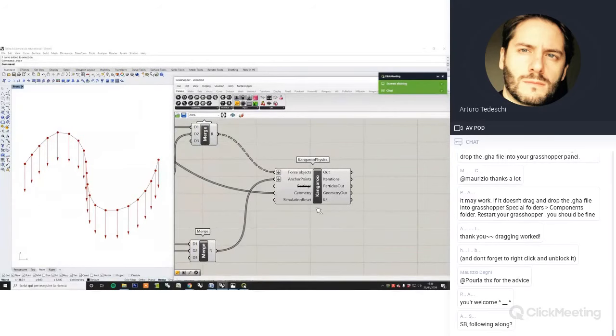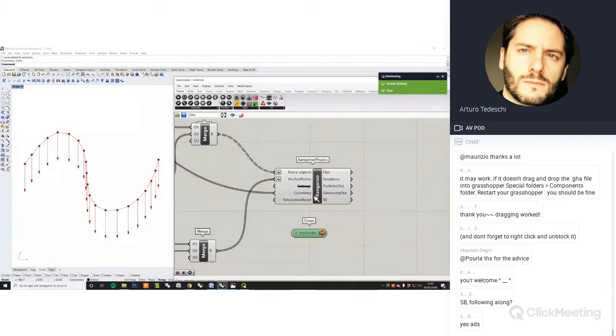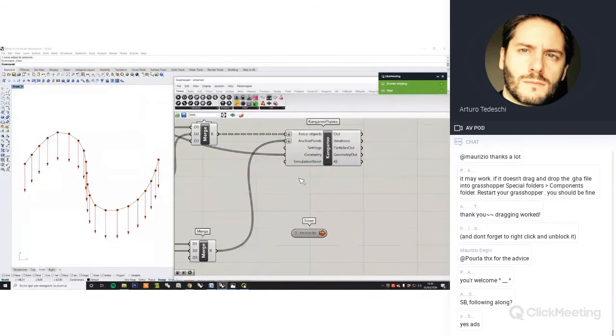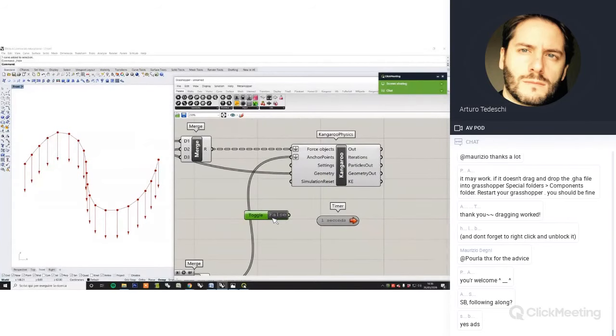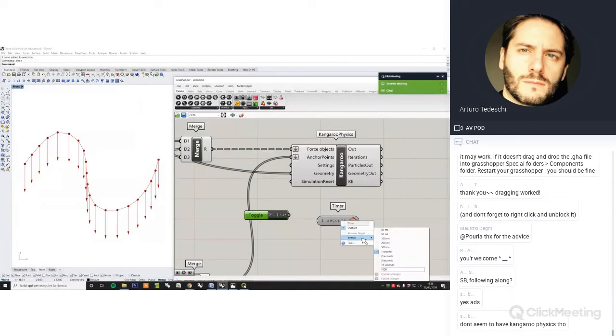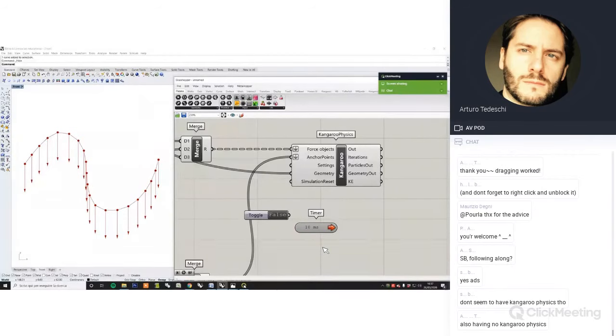Then we have a simulation reset here, and we also need to define the simulation according to a time frame. If you remember, 1 week ago we used the timer, for example, and also we need a trigger, which is a toggle. We can use a toggle in order to start and stop our engine. Right click here, interval, as you probably already know, we can set the timer. For example, let's use 10 milliseconds. It means that every 10 milliseconds, Kangaroo will find a new position for points and update the solution. The toggle set to true means that the engine is off, because true means that the simulation is reset. And then we can connect this one here.